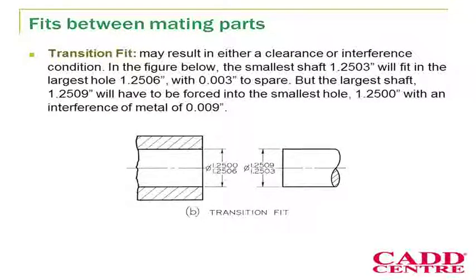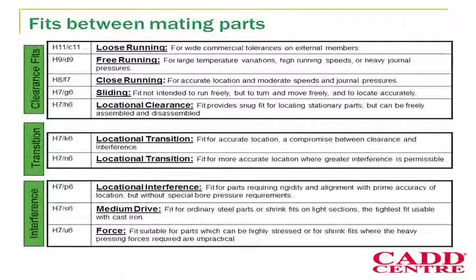If you have any fit which is in between the interference fit and the clearance fit, we call it a transition fit. In this fit, at one stage the hole diameter will be more than the shaft diameter, in the other stage the shaft diameter will be more than the hole diameter. This is how the transition fit is created. You can see the different types of interference fit, transition fit, and clearance fit available as per the charts. Normally we use these combinations as per the conditions given.